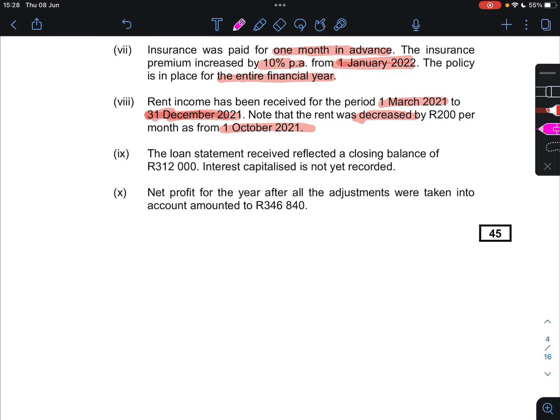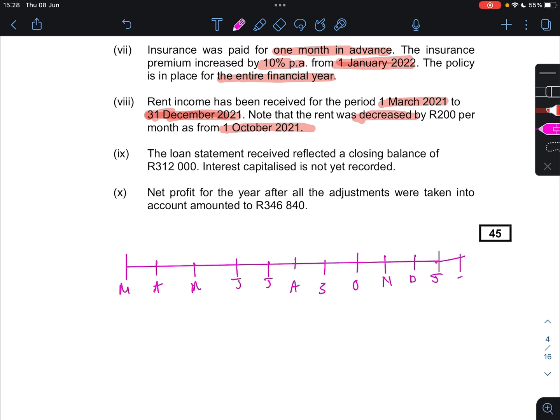Okay, let's just use pink. So the rent income has been received for the period 1 March. That's the beginning of our year. So that's March, April, May, June, July, August, September, October, November, December, Jan, and then we've got February.